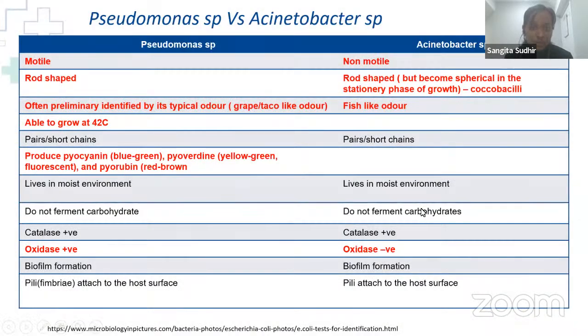They do not ferment carbohydrates, and therefore they are non-fermenters. They are both catalase positive. One is oxidase positive, the other is negative. Both of them can cause biofilm formation, and both of them have pili which can attach to the host surface.